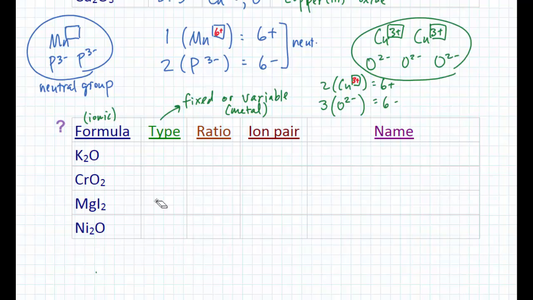When you're writing the ion pair for a variable compound, start with just the box for the charge of the metal. Go on to the non-metal, that's the charge you know, then look at how many of those known charges you have from the ratio.